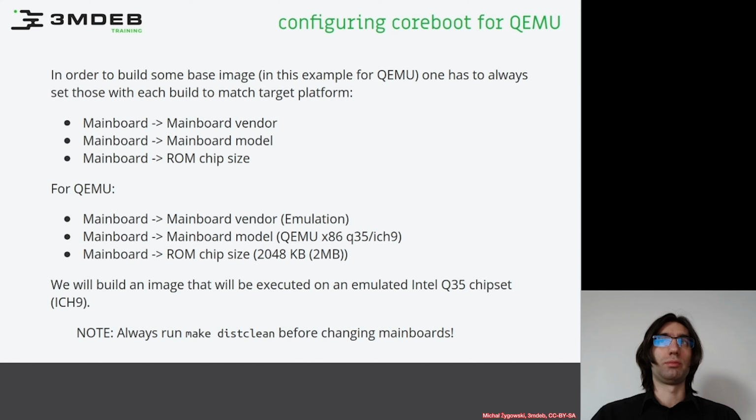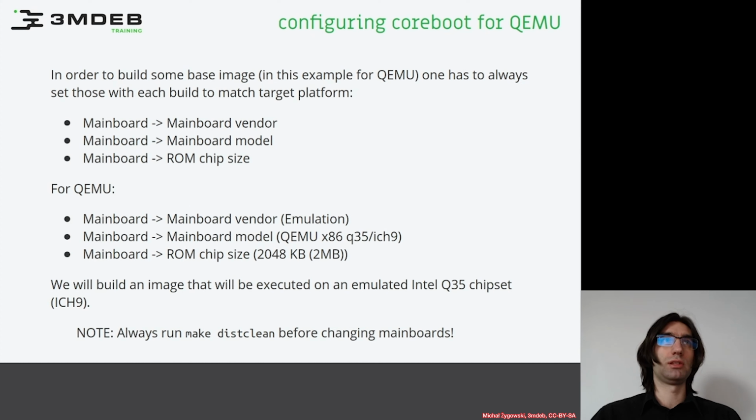Below I will present you the mainboard settings for QEMU, which will be used later in the next course. So basically for QEMU we select the emulation vendor and select the mainboard as QEMU x86 Q35 ICH9, and the default ROM chip size will be 2 megabytes. So now we don't need to do anything more. We just navigate to the save button with the tab to save the configuration file and basically exit to leave the menu. Remember, before you switch any mainboard, always run make distclean.